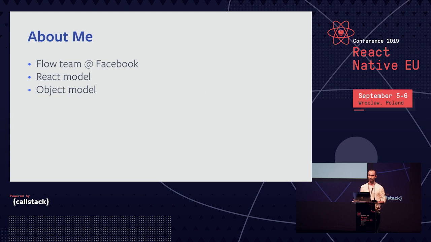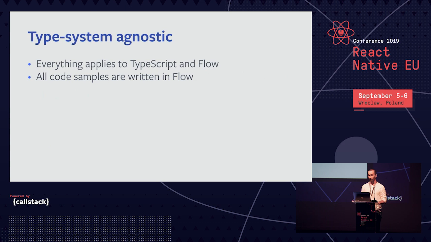So since I work on our React model, I get to read a lot of React code. I talk to a lot of people who write React code every day, and my job is basically to make it easier to express the patterns that they want to express in types. So this whole talk is type system agnostic. I'm talking about higher level ideas here. It's not specific to Flow. You can apply all these ideas in TypeScript as well. But that said, all my code samples are going to be written in Flow, because I don't know TypeScript and I know Flow. But the high level ideas are going to be applicable to both.